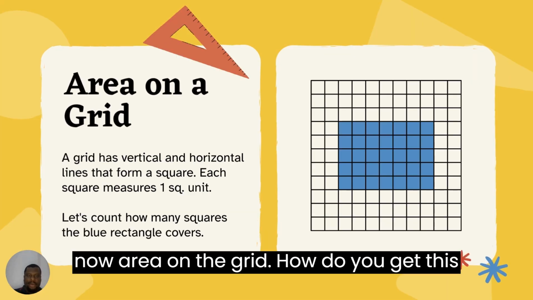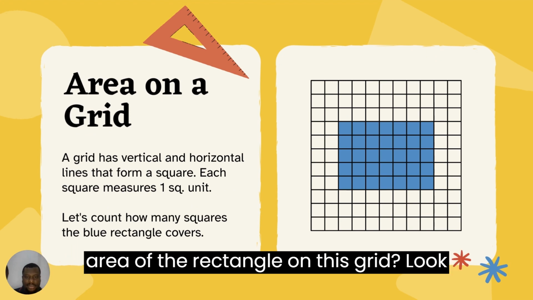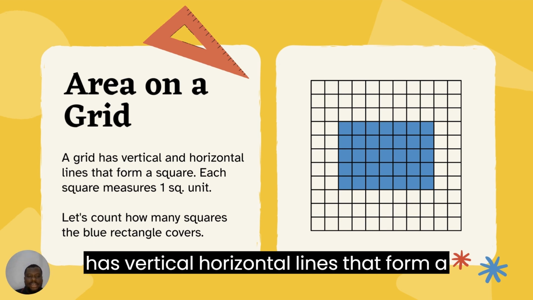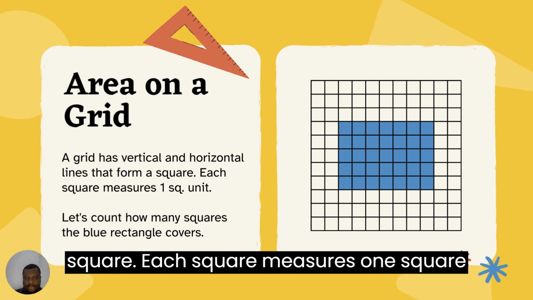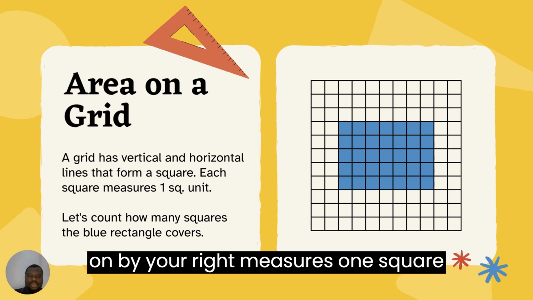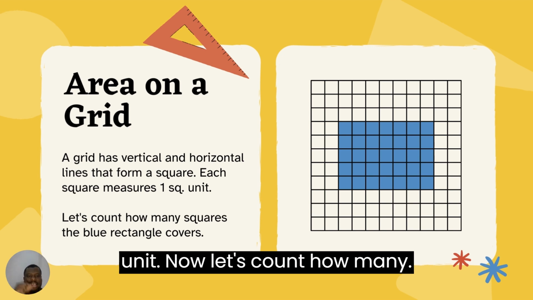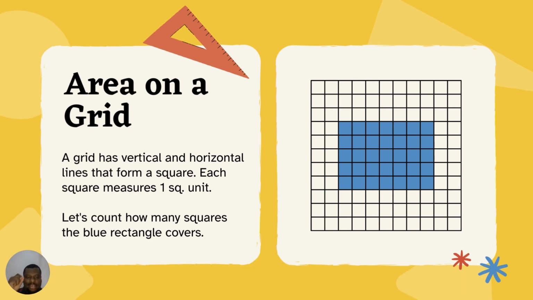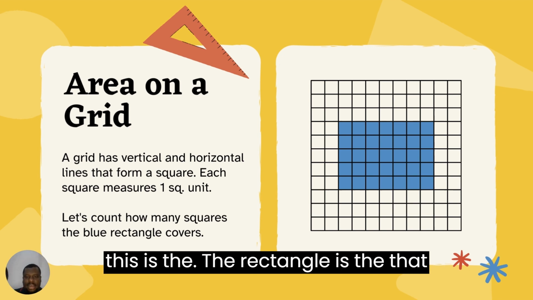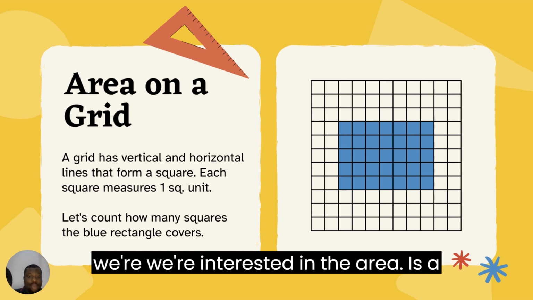Okay, now area on a grid. How do you get the area of the rectangle on this grid? Look at this grid by your right. Now the grid has vertical and horizontal lines that form squares. Each square measures 1 square unit. So each of the squares in this grid measures 1 square unit. Now let's count how many squares the blue rectangle covers. So this is the rectangle that we're interested in.